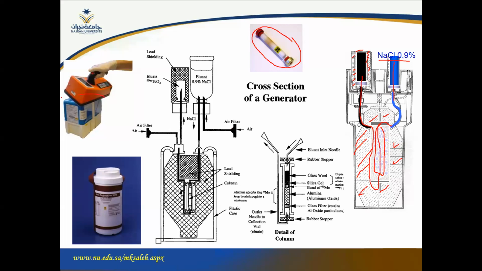كيف شكل الجنريتر؟ ده شكل الجنريتر أو ده شكل آخر للجنريتر, another form of the generator. And the technetium generator is one of the common generators in nuclear medicine. Why do we use a generator? Why do we need a generator in nuclear medicine?